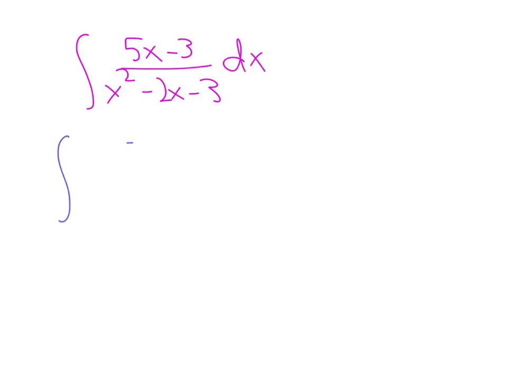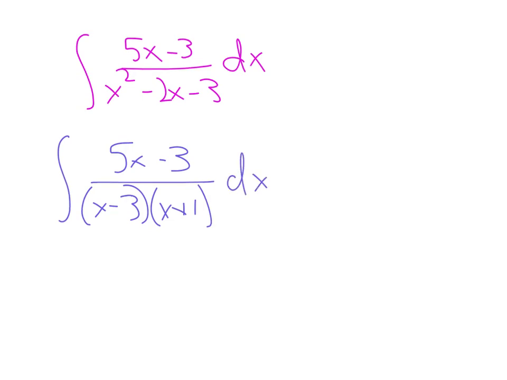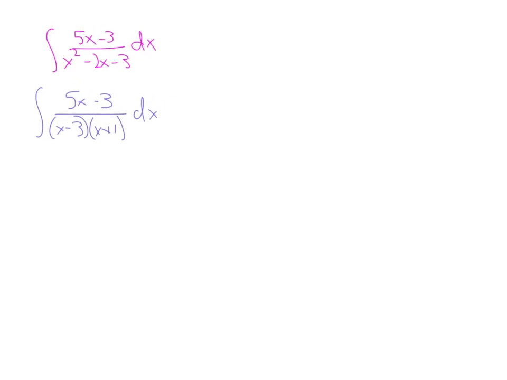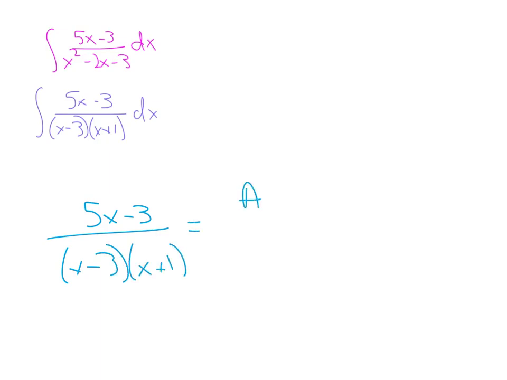So let's go ahead and factor 5x minus 3. That bottom is going to factor into (x minus 3)(x plus 1) dx. Now, you want to do an aside at this point, because I would like this to be two different fractions. So your aside is going to be 5x minus 3 over (x minus 3)(x plus 1) equals, often we pick A and B, A over x minus 3 plus B over x plus 1.